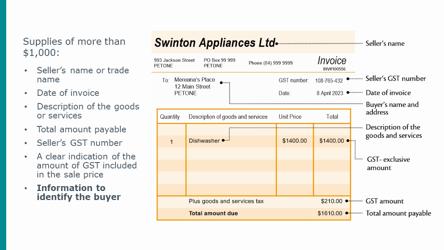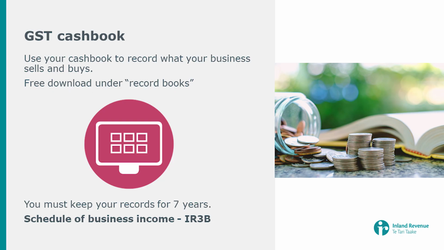Now, let's look at the GST cashbook. A cashbook is a simple but useful way of recording income and expenditure, as well as GST. If you don't have software, we have a free cashbook you can use. The template is an Excel spreadsheet you can download for free from our website. To find it, search Record Books. Select the Record Books link, and the template is at the bottom of the page. There's an Instructions tab in the spreadsheet to tell you how to use it.